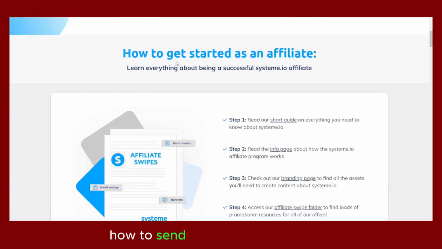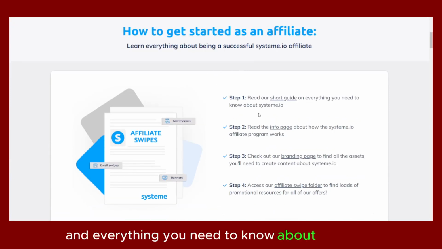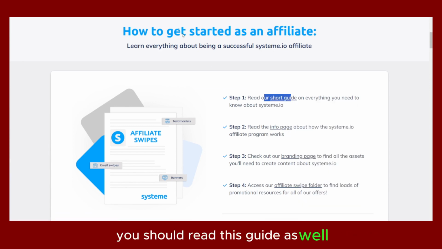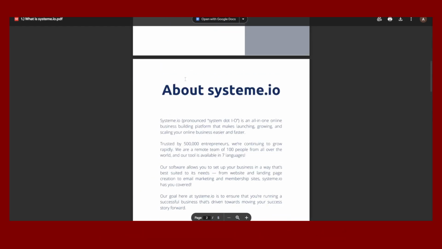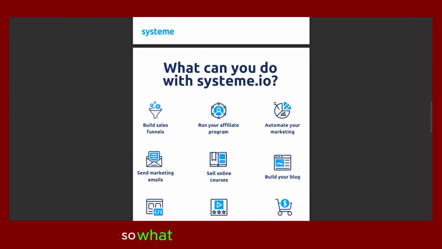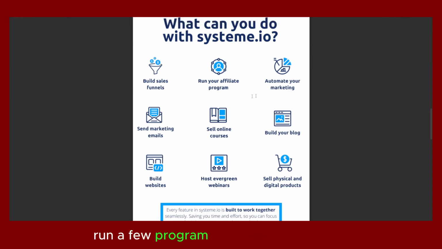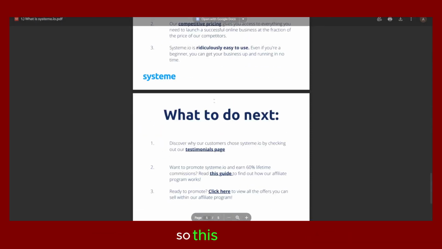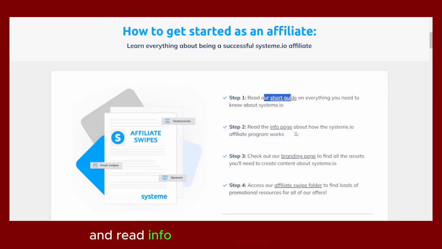How to get started as an affiliate. Step number 1, read the short guides and everything you need to know about systeme.io. You should read this guide as well. What is systeme.io? It's really important to know what the product is. So what can you do with systeme.io? Build sales funnels, run an affiliate program, automate your marketing. So this is great. And read the info page about systeme.io, how the affiliate program works, and the branding page.